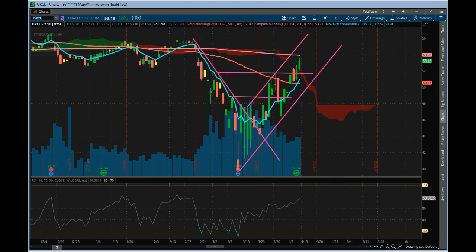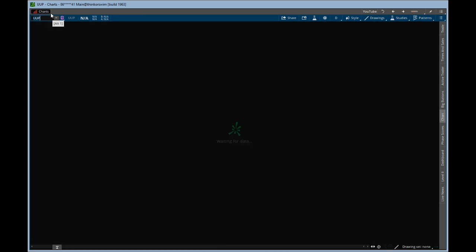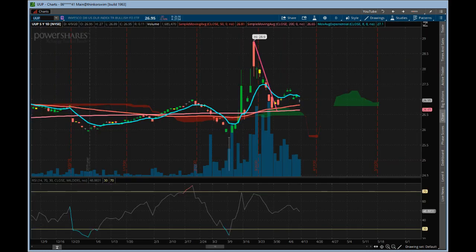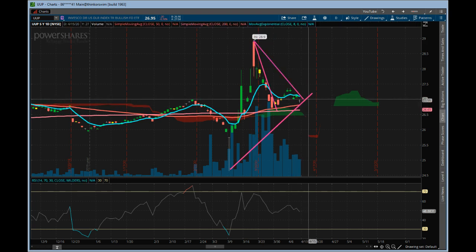Yeah, let's take a look here. We got UUP, dollar index, bullish ETF. This thing's getting pretty tight right here, right? We look at this triangle here. This trend line tried to break out a little bit, and then it got choppy and came back in. So it's getting really tight here. See if it gives you a breakout candle one way or the other on this one.